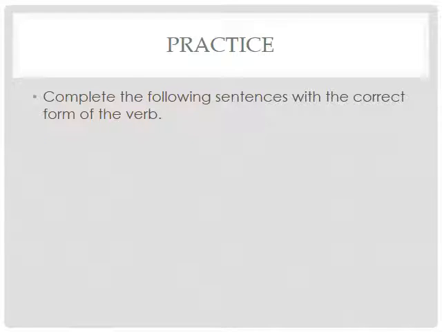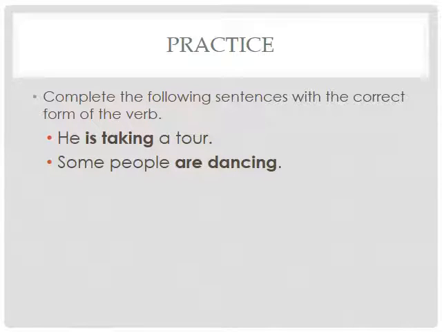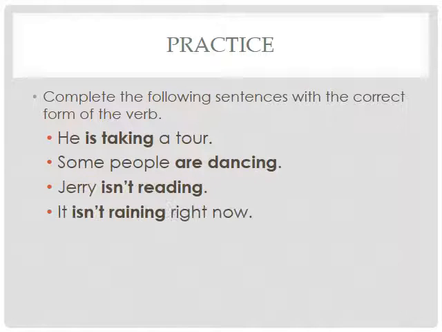Alright, so the first one is going to be he is taking a tour. He is singular, third person, so it's going to be is, and then we turn take into taking, the ing form of it. Some people are dancing. People is plural, so that's why we have are. We change dance to dancing. Jerry isn't reading, so this was a negative, so we're contracting the is and the not to make isn't. Another possible answer is Jerry's not reading. Either one of those would be correct.